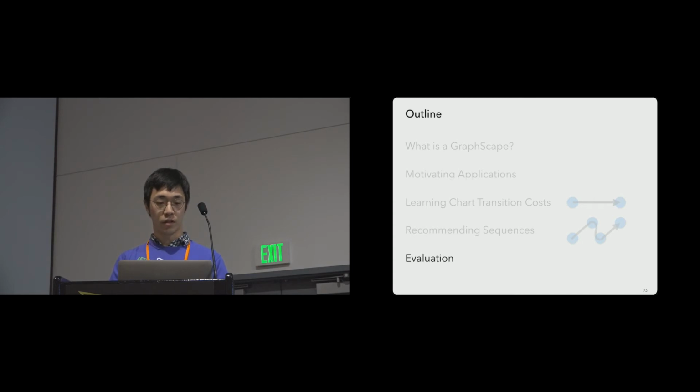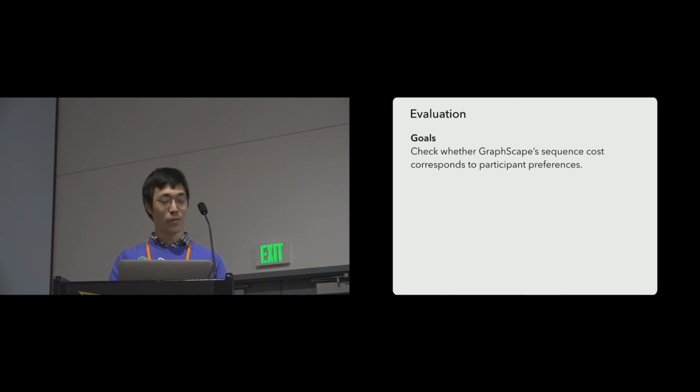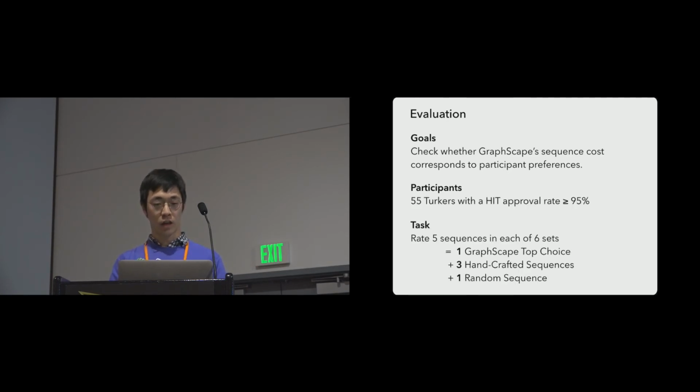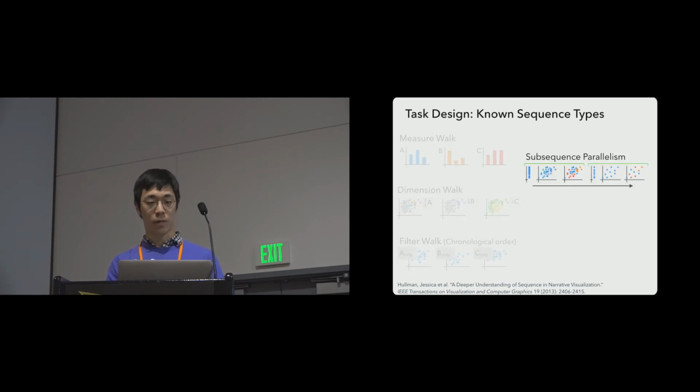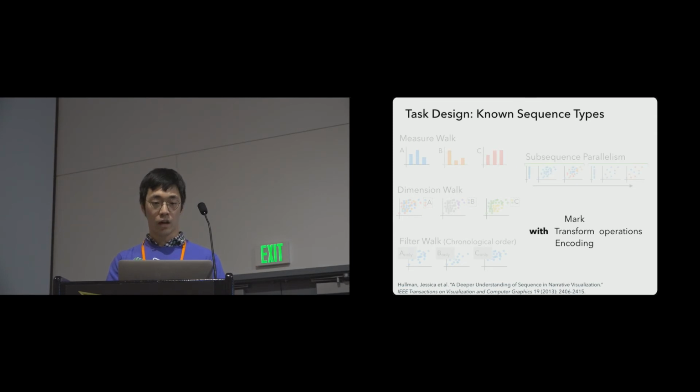So we evaluated our sequence cost through a controlled experiment, and I will skip the details because I'm running out of time. We recruited 55 participants and asked them to rate each sequence in a task. 1 is our GraphScape top choice, 3 are handcrafted sequences, and 1 is a random sequence. So we covered the previous research's transition taxonomy, measure work, dimension work, filter work, and we also made sure to have subsequence parallelism, with 3 categories of operations.